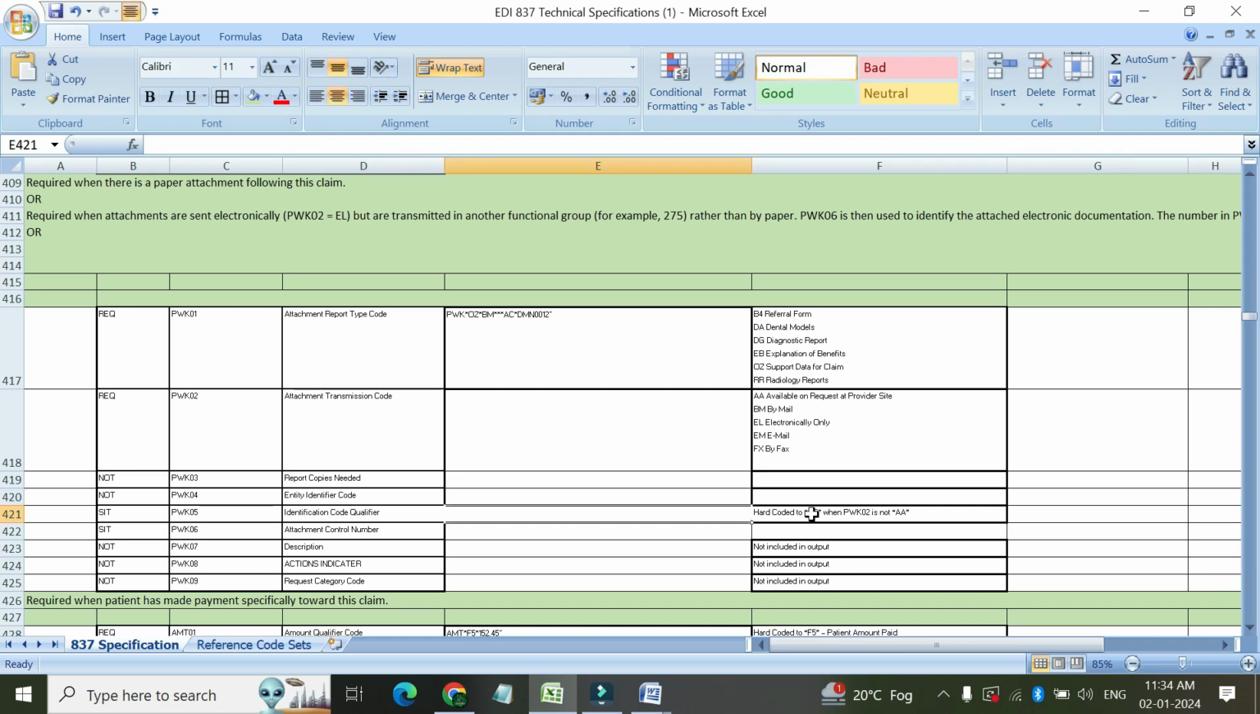And guys, AC means the attachment control number. That is the meaning of AC. So basically, if it is available on request at provider site, then attachment control number is not required. But if you're sending it by any other means, like by mail, electronic, email, by fax, so basically just simple, what you have to do is this can be any random number, but it has to be unique. So the payer has this number in their system, and when you actually send the attachment, they match this number and they know that okay, this attachment belongs to this particular claim. Okay, that is attachment control number.